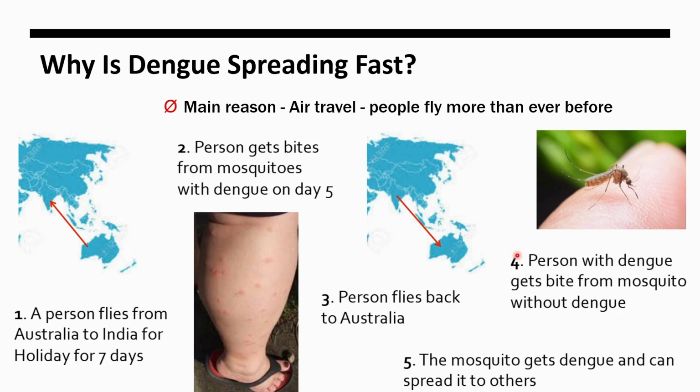So why is dengue spreading so fast? The main reason is the increase of air travel in the world. For example, a person flies from Australia to India for a holiday for 7 days. And let's say on day 5, he gets bitten by an Aedes aegypti mosquito and gets infected with the virus. So what is the incubation time?